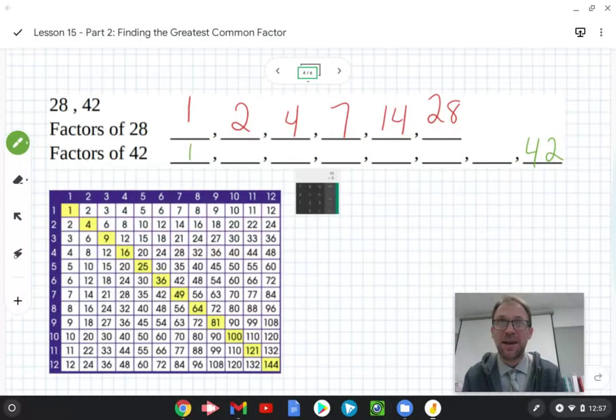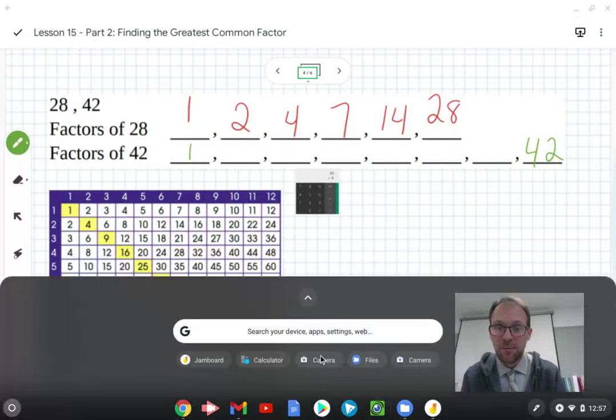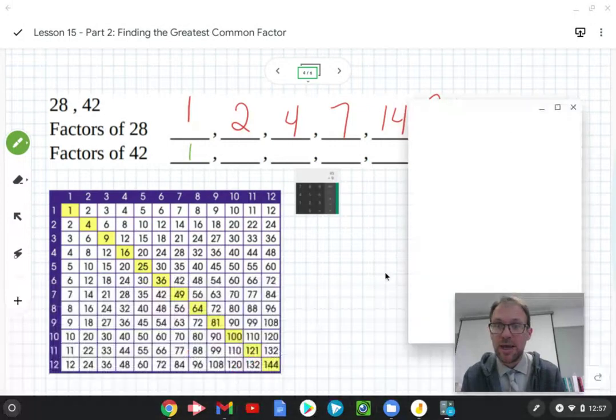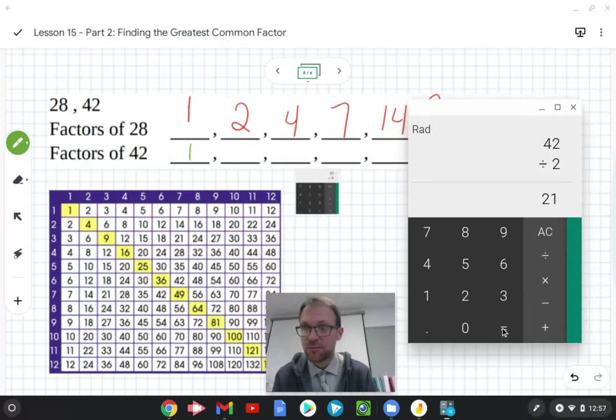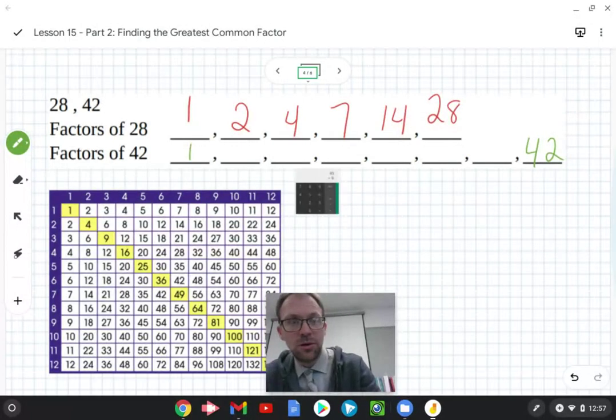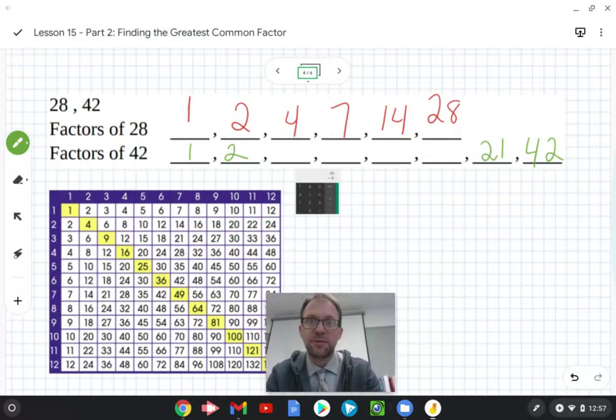And let's see, 2 times something is 42. Well, if I can't divide it in my head by 2, I'd go back to my calculator. I'm going to divide again. This time 42 divided by 2. That equals 21. Yep. Perfect. Okay. So 2 times 21. So now I got to think of the next number up. Let's go to 3, right? We've done 1, 2, now 3.